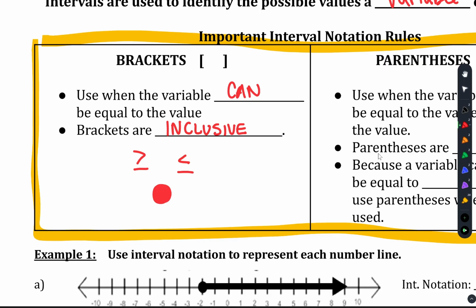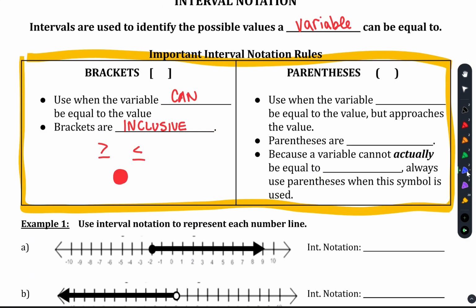On the other hand, the opposite of a bracket is a parenthesis. We use it when the variable cannot be equal to the value, but approaches the value. Parentheses are exclusive. So when I think about using parentheses, I'm usually thinking about greater than, less than, without the equal signs, or on a number line, I'm thinking about that open circle.